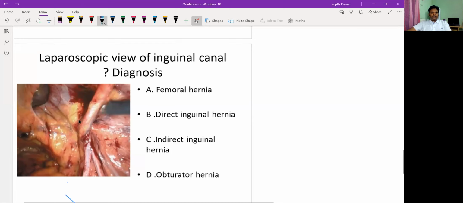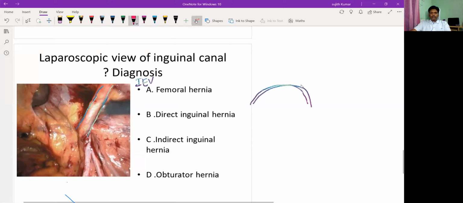Here, what you are seeing, I will first tell you the landmarks. This blue color structure is the inferior epigastric vessels. Before that, I will tell you the anatomy. If this is the anterior abdominal wall, you are seeing it from inside through the laparoscope.